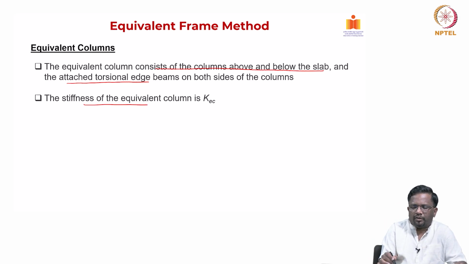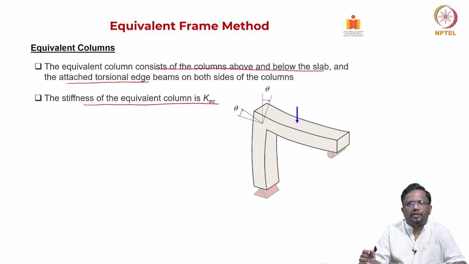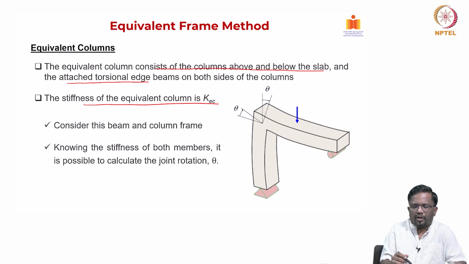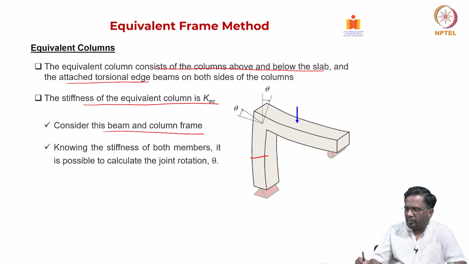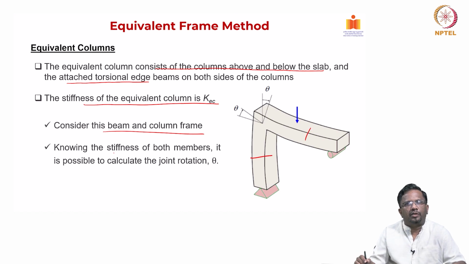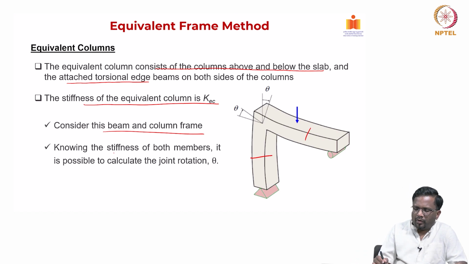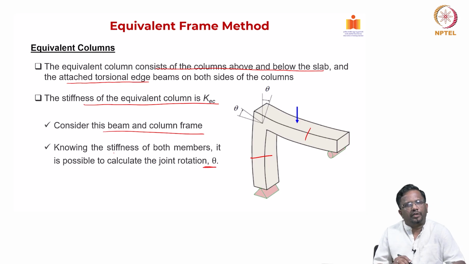Now the stiffness of the equivalent column is typically taken as KEC, and you see here when I apply this joint, it is going to rotate like this because it is assumed to be a rigid joint, right. You will have rotations, the joint will rotate by the same magnitude. Now consider this beam and column frame that we have. If I know the stiffnesses of both the members, beam and column, then I can find out what is the joint rotation, right, for any applied load. So that is what we do, right. So we can do that.